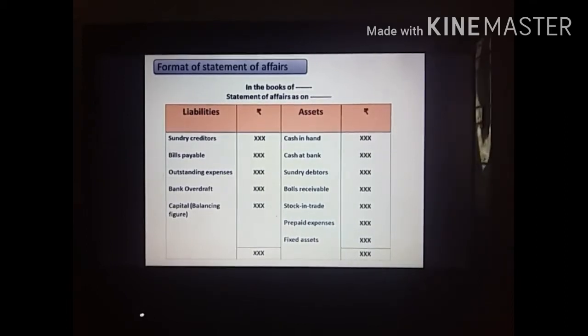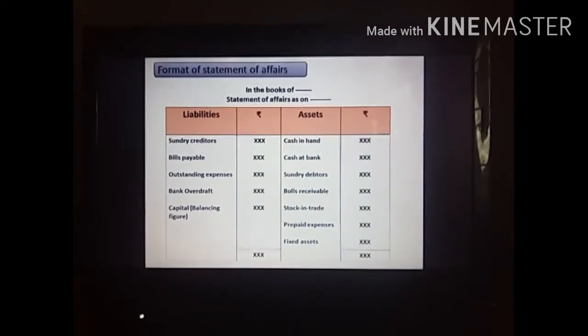So likewise we have the liabilities on the left hand side: sundry creditors, bills payable, outstanding expenses, bank overdraft. Then capital is the balancing figure, and this is the thing we are going to find out. We have to compare the assets and liabilities, and the difference is the balancing figure. So capital is the balancing figure. So this is the format.